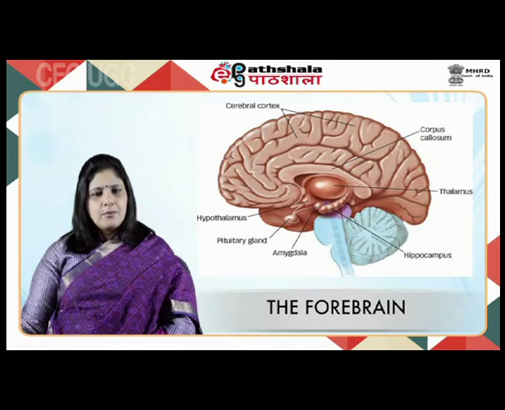The forebrain is composed of the following: the limbic system, which consists of two structures within it, the hippocampus and the amygdala; the thalamus, which is referred to as the brain's sensory switchboard; third is the hypothalamus, which regulates basic biological needs; and fourth is the cerebral cortex. The cortex is the outer portion of the forebrain, which is like a thin covering.